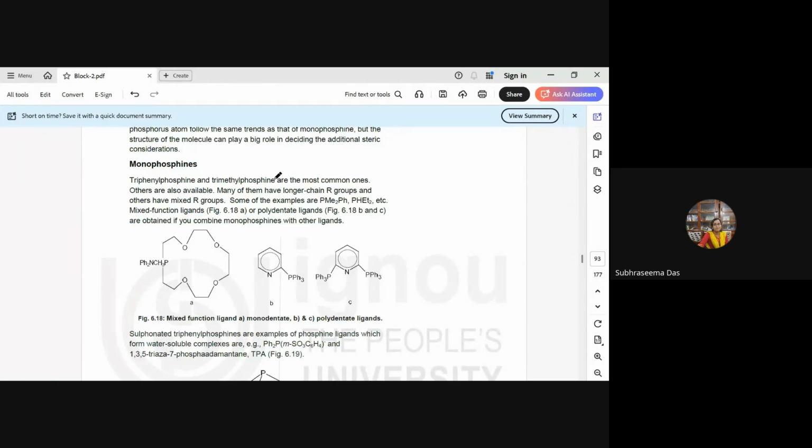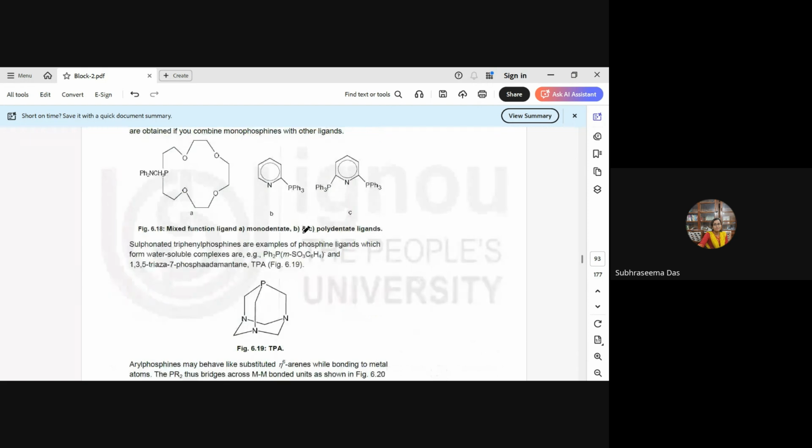These are monophosphines. Many of them have longer R chains, and mixed R groups are also there, like PMe3, then PMe2Ph, PhEt2. So these are also mixed phosphines, which contain mixed R groups.